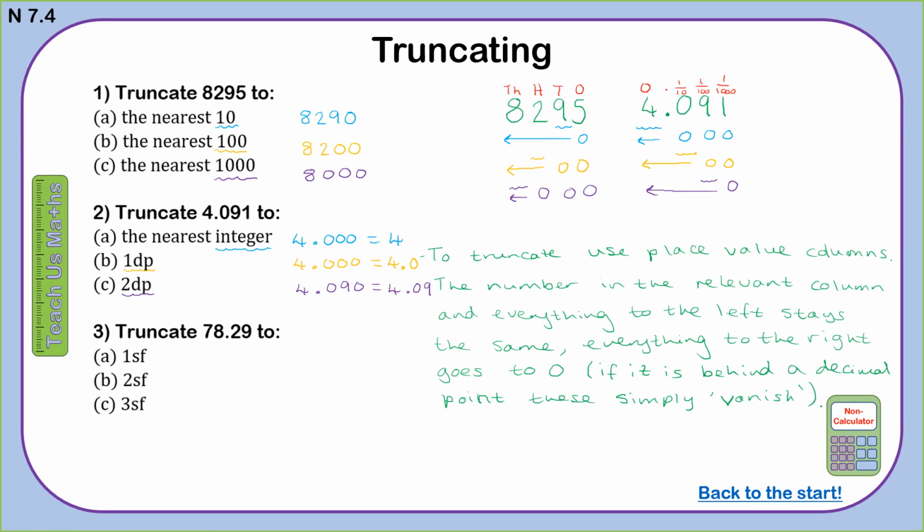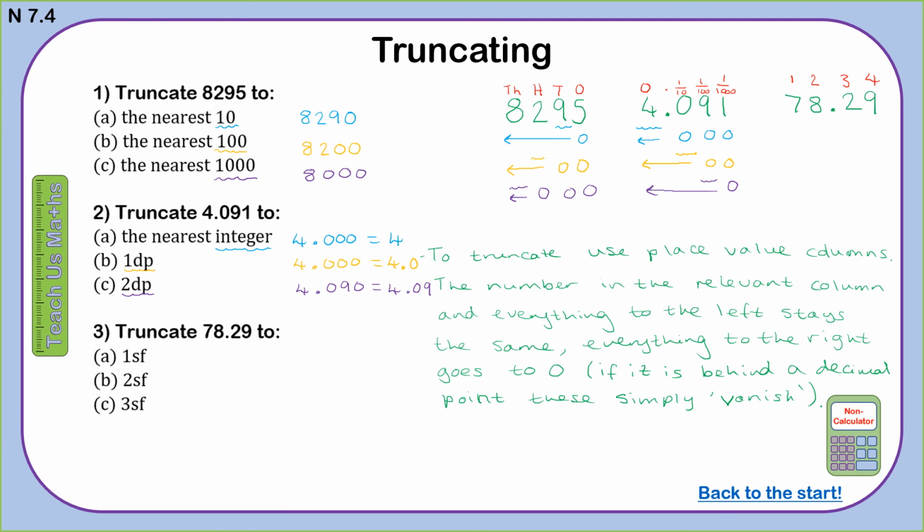Question 3. We need to truncate 78.29 to 1 significant figure, 2 significant figures and 3 significant figures. Let's write out our number. 78.29. Now because we are truncating to significant figures, rather than writing the place value columns, I'm going to write the significant figure. 7 is our first non-zero digit, so is our first significant figure. 8 is our second, 2 is our third, and 9 is our fourth significant figure.